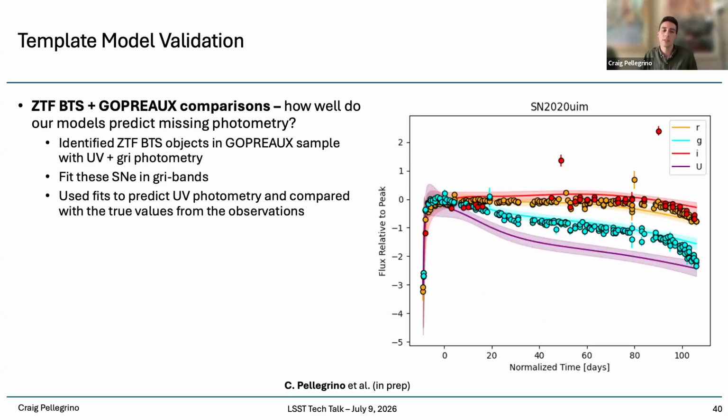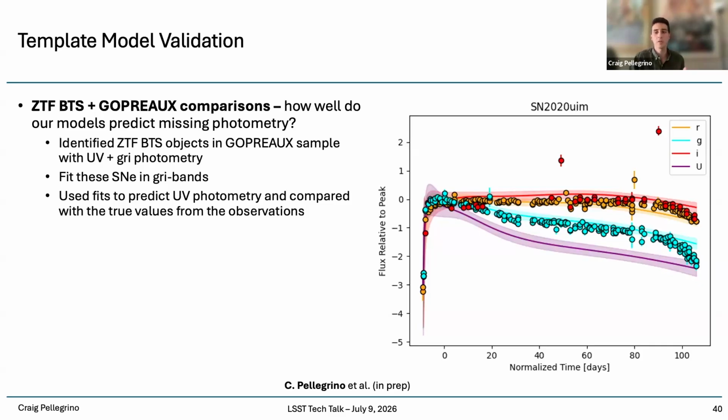In order to quantify this, we choose observations or objects that are in the overlap of our sample and the Bright Transient Survey sample that have both Swift UV as well as G, R, and I band photometry. So what we do is we fit these supernovae using the template models of that class in only the optical G, R, and I bands. And then we use those fits to extrapolate out a left out UV light curve. That's being shown here on the right.